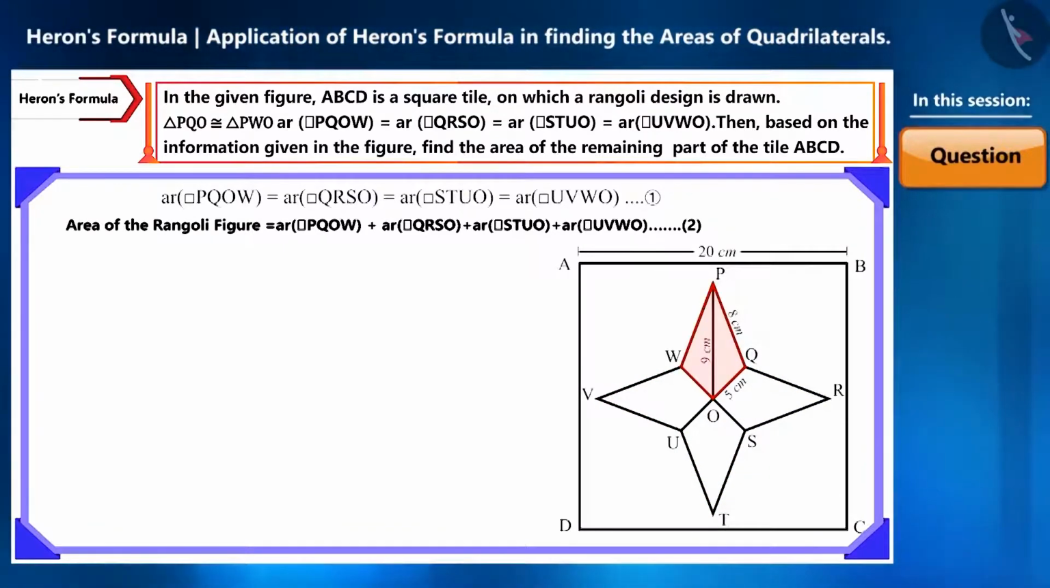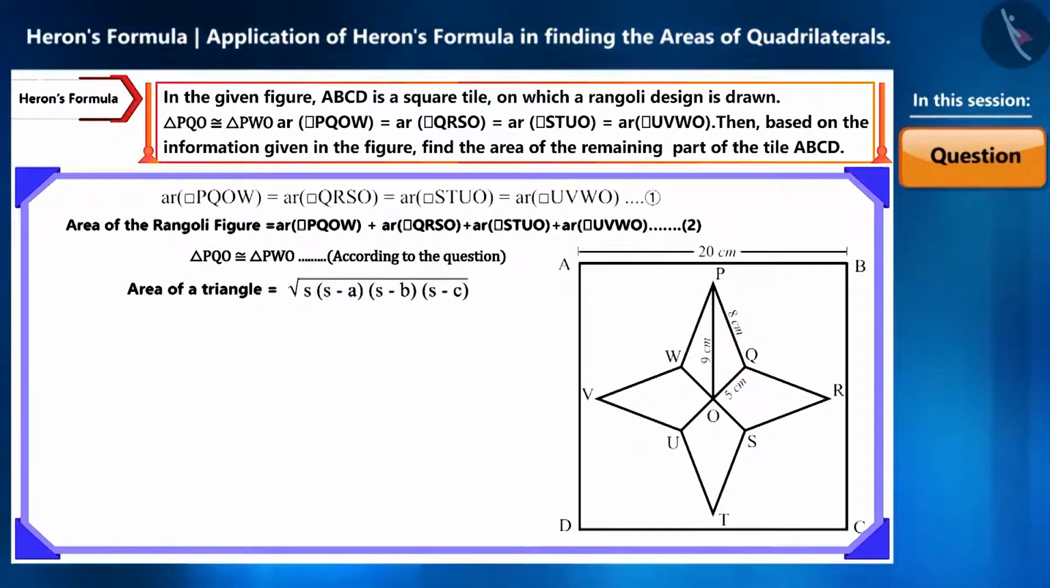Now, look at the quadrilateral PQOW carefully. Here, there are two triangles, triangle PQO and triangle PWO. According to the question, these triangles are congruent. In the figure, the length of all the three sides of this triangle is given. Here, we can use Heron's formula to find the area of this triangle. Let's assume OQ as a, PQ as b and OP as c.